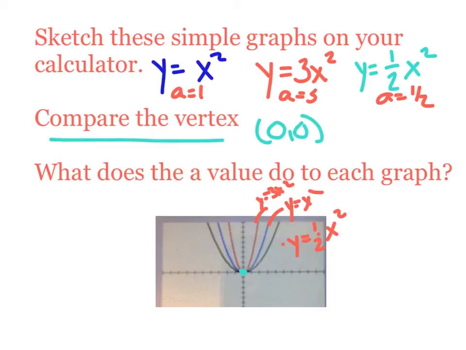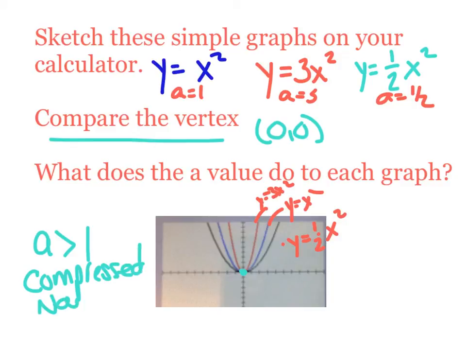But what does change? Well, that a value changes how tight, basically, the graph is to the y-axis. So again, look at my blue x squared graph. If my a value, and here's what we need in our notes, if my a value is bigger than 1, for example, here I used a 3x squared, or maybe a 4x squared, or 5x squared, if the a value is bigger than 1, we call it like a narrow or a compressed. It gets compressed or narrow to the y-axis.